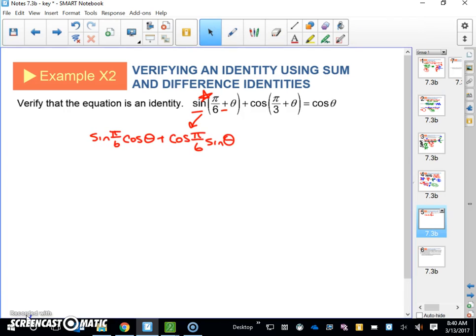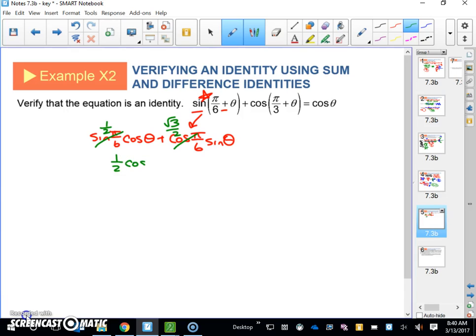So we can simplify that. I know sine pi over 6 is 1/2, and cosine pi over 6 is square root of 3 over 2 from the chart. And so that would be 1/2 cosine theta plus square root of 3 over 2 sine theta. But basically, we want to do the exact same thing with that cosine.